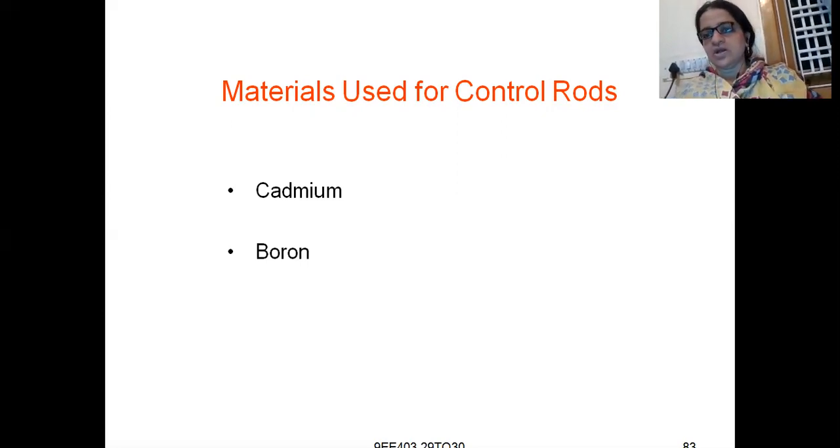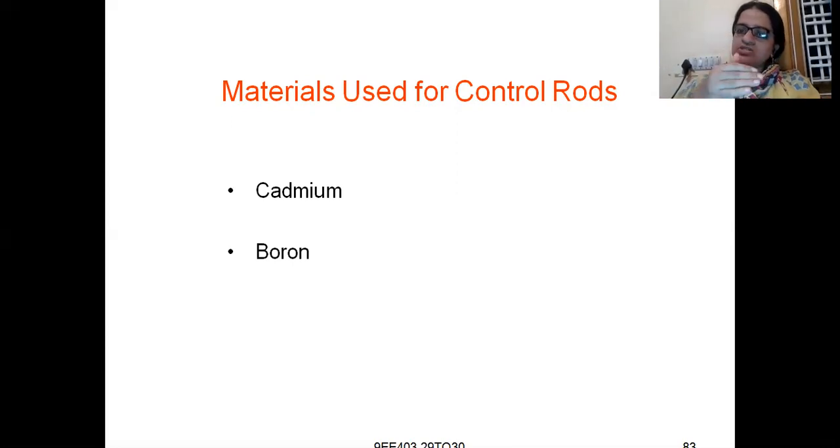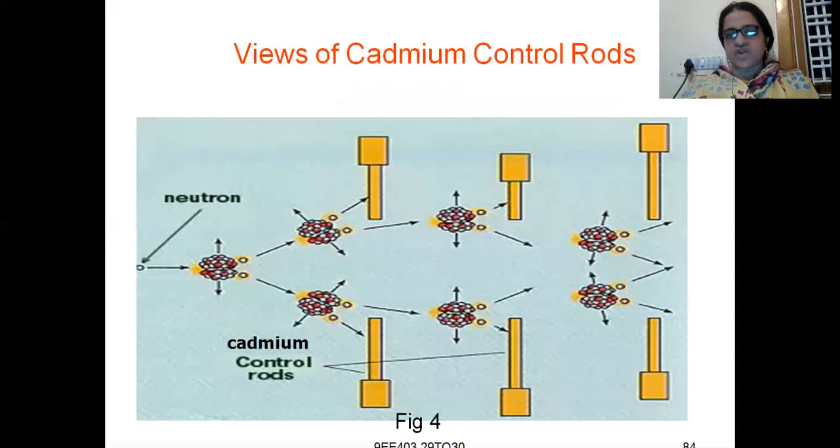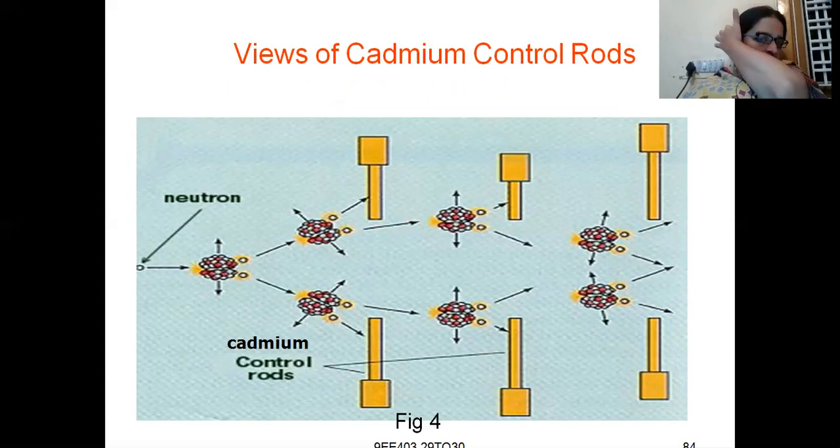So based on the movement of control rods in a nuclear reactor, we decide the controlling of the chain reaction or nuclear reaction. View of cadmium control rods: these are the cadmium control rods.